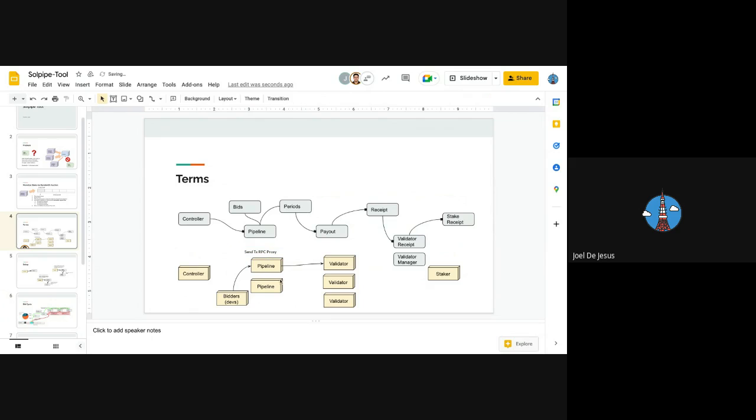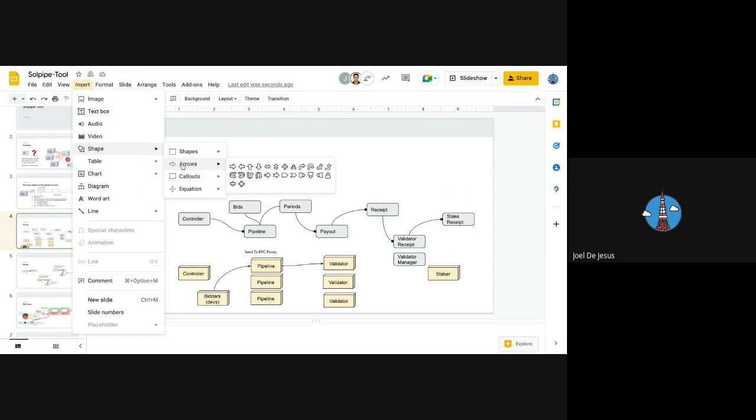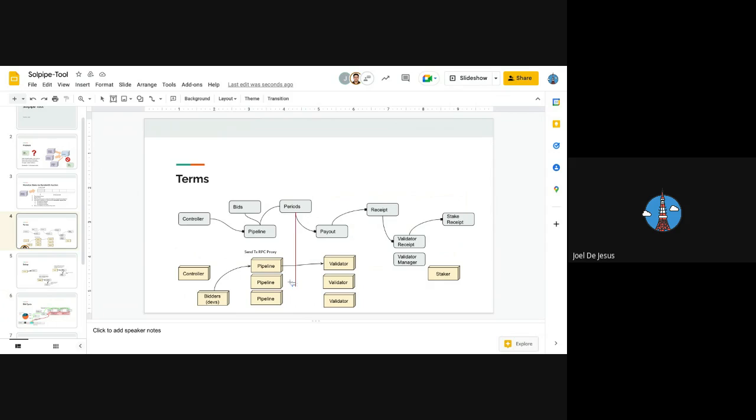Makes sense so far? Kind of. All right. Let me do an arrow because I think an arrow makes sense. So basically, the validators have to pick, let's see, orange, the validators have to pick which pipeline they're going to do stuff for.